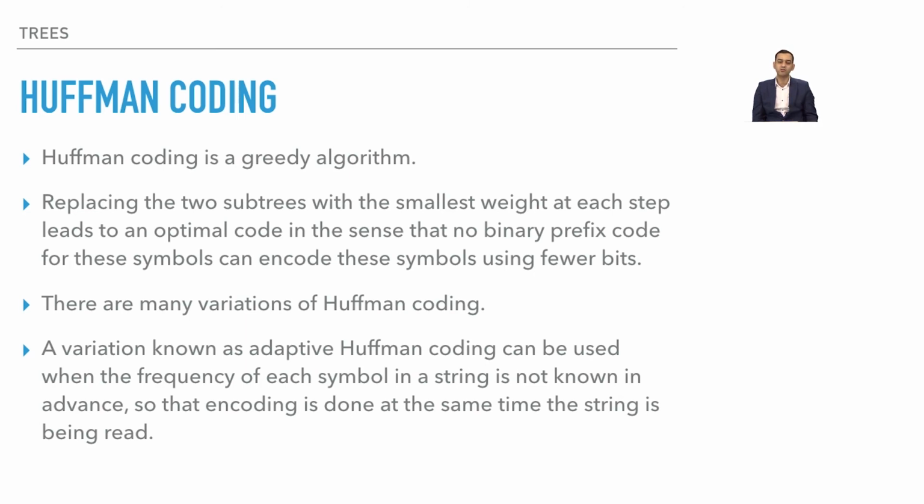We can also use more than 2 symbols to encode the original symbols in a string. Furthermore, a variation known as adaptive Huffman coding can be used when the frequency of each symbol in a string is not known in advance, so that encoding is done at the same time the string is being read.